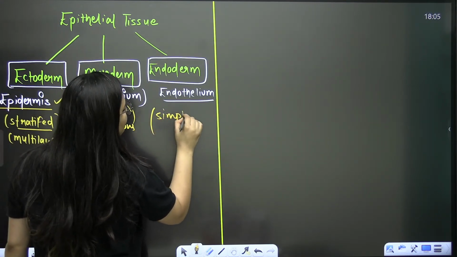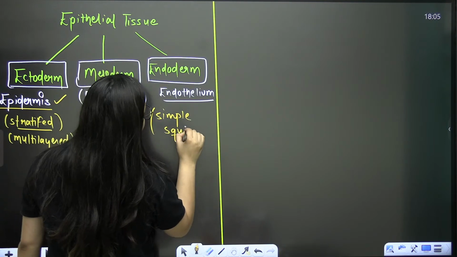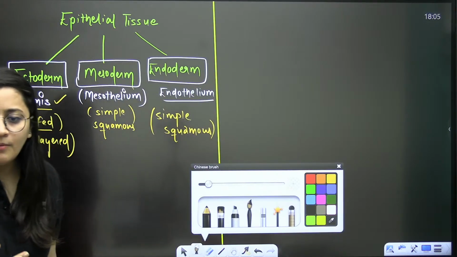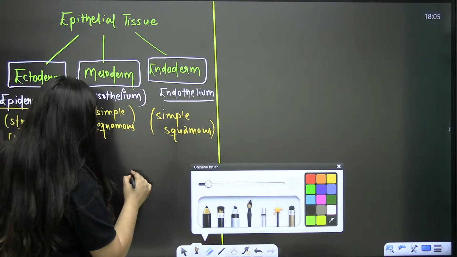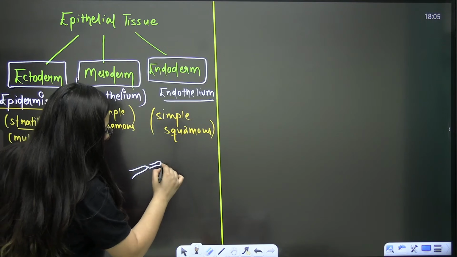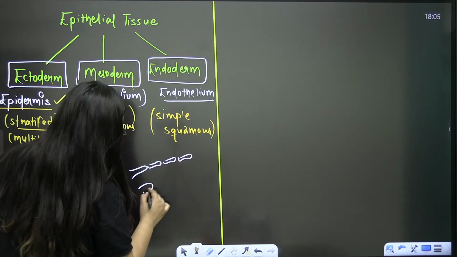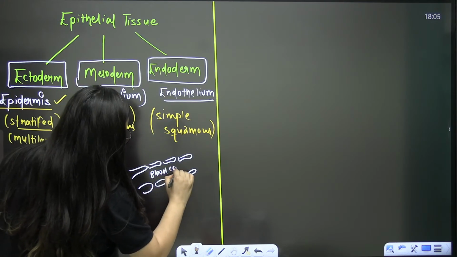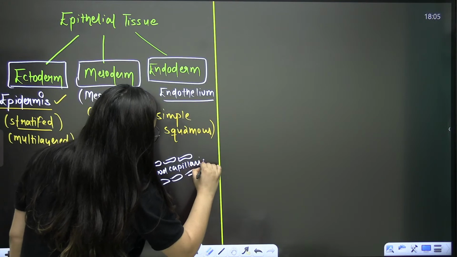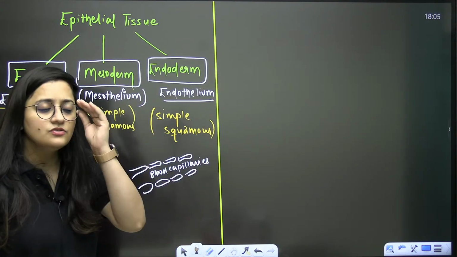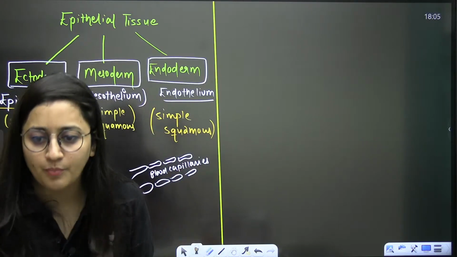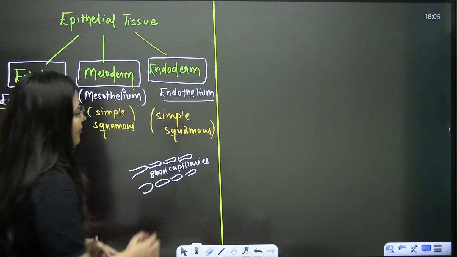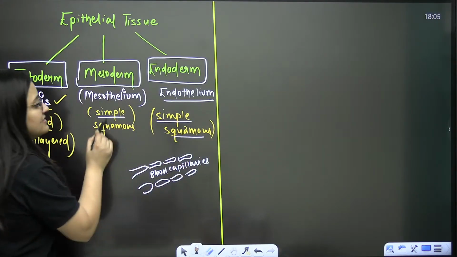Here also they are going to be simple squamous cells. Let me give you the example here. Just say you know about the blood capillaries. Do you know about the blood capillaries? Yes. Whenever we talk about the blood capillaries, we always say that they are lined with the endothelium. I hope you remember. So endothelium is also the epithelial tissue which is made up of endoderm. And if I'm using the word simple, it simply means it is single layered.